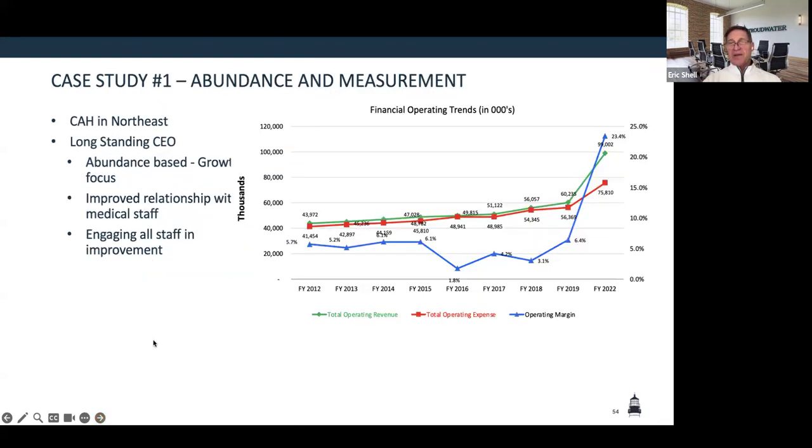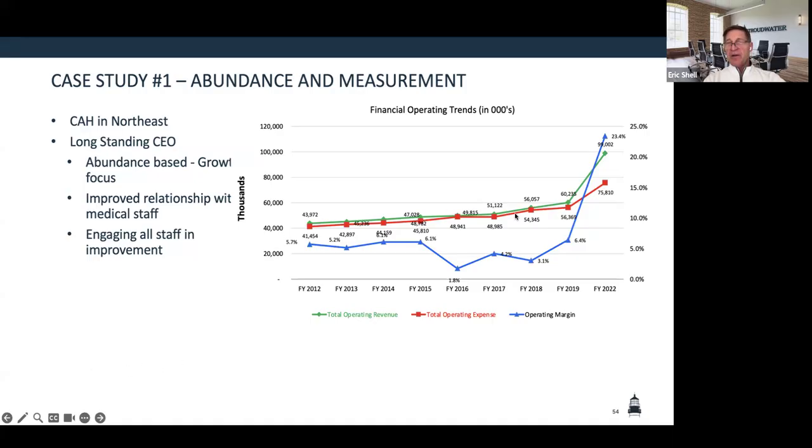So just a couple of case studies. This was a good friend of mine who was the CEO. This was a critical access hospital in the Northeast. One of my top 3 abundance leaders that I've ever met. I met this gentleman back in 2004. My first meeting at this hospital, it was owned by a system, and the finance committee met to decide if they wanted to keep this hospital open. They were going to close it, and their financial performance.